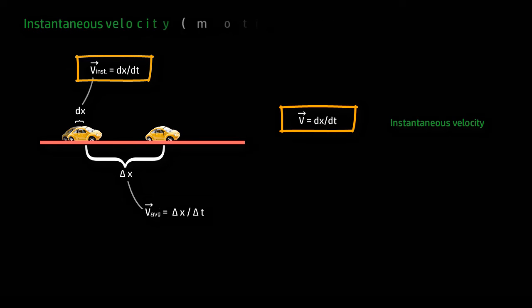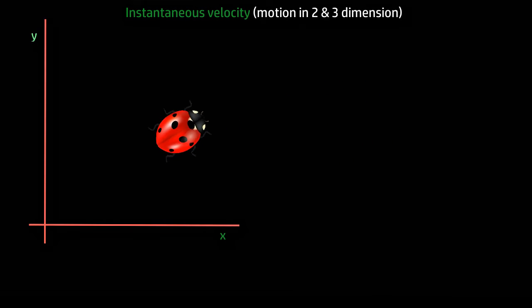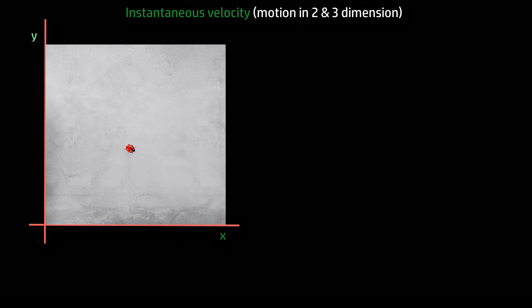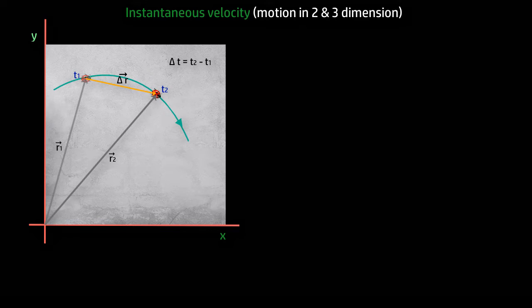If you see the path this bug takes in the xy plane, and imagine this xy plane as the wall on which the bug is moving, the bug is moving to the right along the curve, and therefore you can say that the position vector is also moving along with it. Let us say the bug's position vector changes from r1 to r2, and the displacement due to this is delta r, and this happens in time delta t.